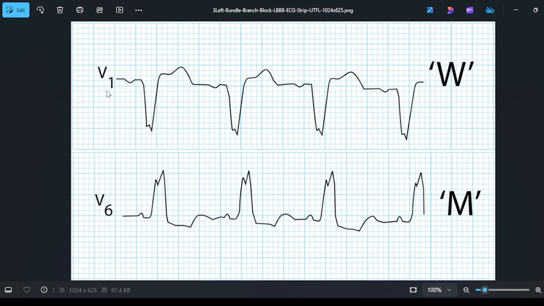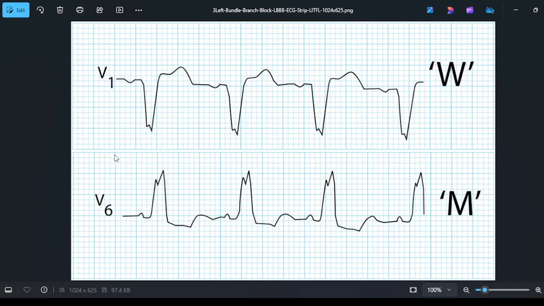If in V1, V2, V3 you find there is no positive R wave, see, is there an R wave? R wave means a positive wave, right? The first positive wave is an R wave, the first negative wave is an S wave, right? So there is no R wave here. This is the R wave in V6. R wave is a positive deflection, S wave is a negative deflection. There is no positive wave in V1.